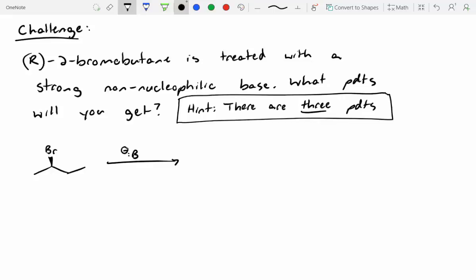All right, for those of you that are struggling, what I like to do in these problems is draw out my beta protons, right? So let's take a look at that methyl group on the left. We've got 3 protons.